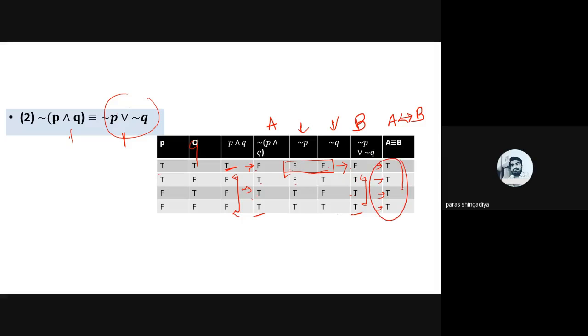Okay, so it is a tautology answer. All values are in the form of T, so it is a tautology. So A biconditional B is a tautology, so we can say that A is logically equivalent to B. And therefore we can say negation of (P and Q) is logically equivalent to negation P or negation Q.